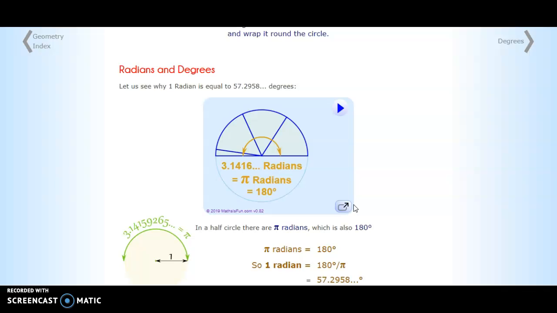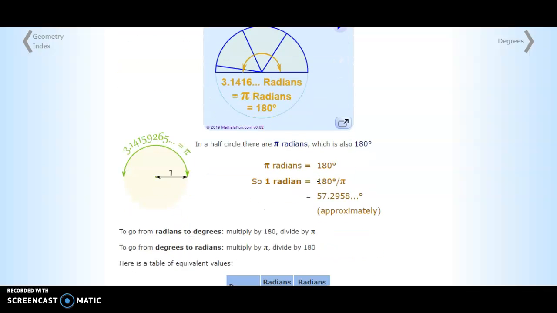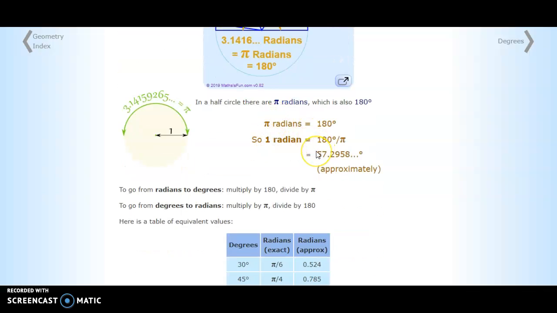So a radian is another way to measure angles in trigonometry. A radian is equivalent to roughly 57.3 degrees. So if we take our radians and we try to complete around the circle, it takes roughly 3 radians plus a little bit more to get to half the circle. And it actually works out to be exactly pi radians equals 180 degrees. So if we work it out, we can work backwards and figure out that 1 radian must equal about 57.3 degrees.